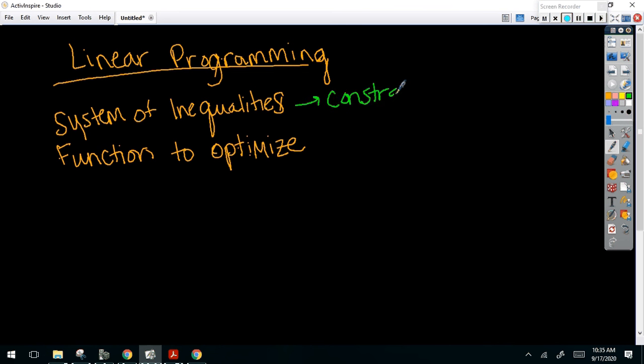Now, we have some different types of feasible regions here, and I just want to talk about this for a minute. This is what we call a bounded region, because it's closed in on all sides. And then this one.